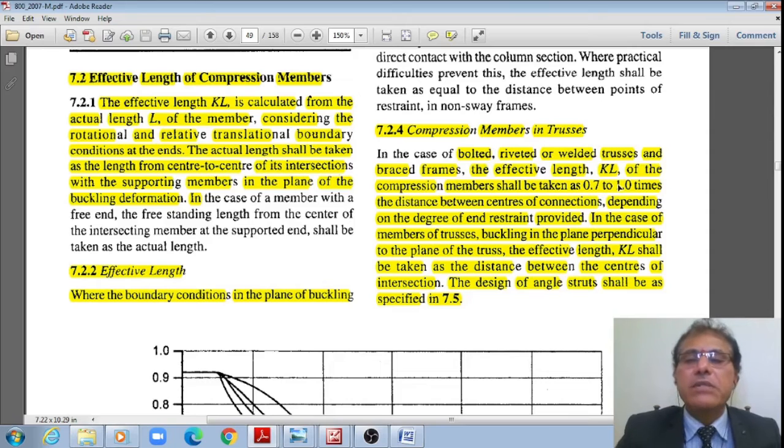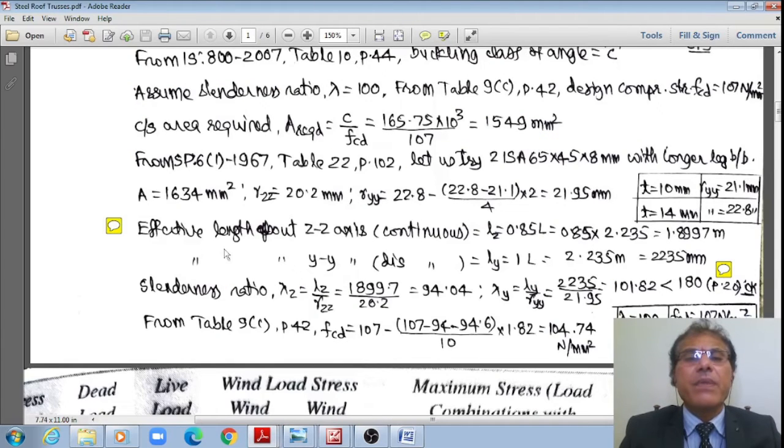However, a minimum of 4 or more bolts means almost fixity, right? Therefore, now I am assuming a partial fixity. In between these two, I take the factor K value as 0.85.